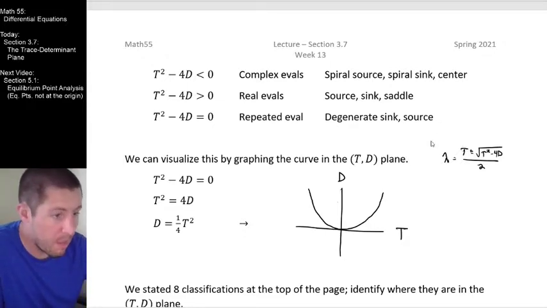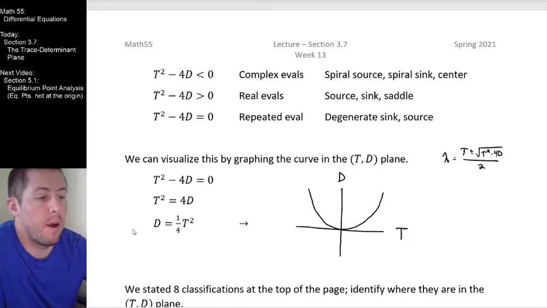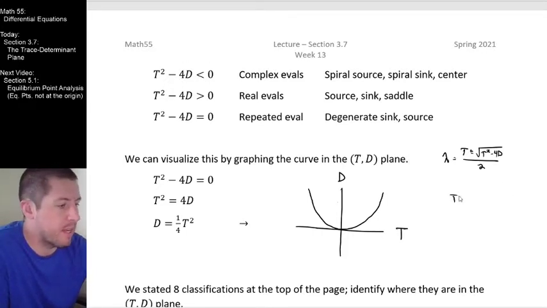One, if we end up in the case here, I kind of like to do this math with some inequality over here instead. For example, my question might be, where are the complex eigenvalues? Well, I can set up t squared minus 4d is less than 0. And I can do the math to solve for d here. T squared is less than 4d, and divide by 4, 1/4 t squared is less than d, or d is greater than 1/4 t squared.